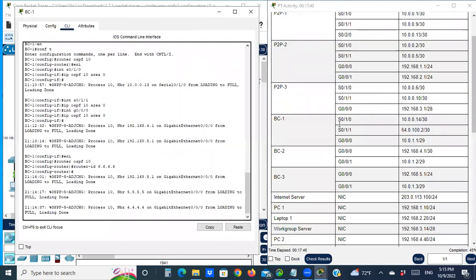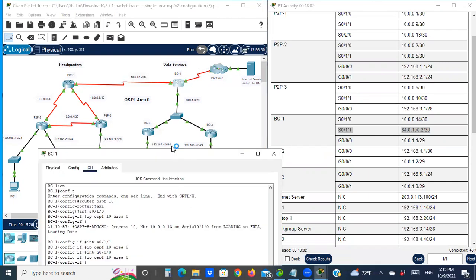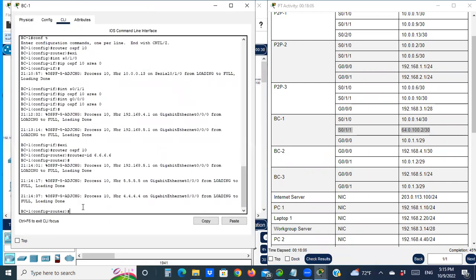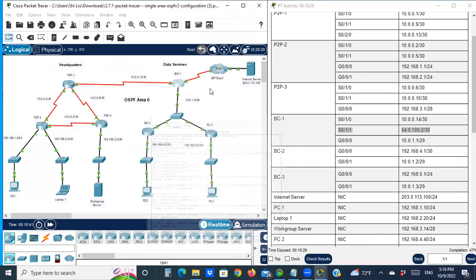Okay, BC1, let's see, this interface is connecting to the network. See here, S0/1/1. So here, passive interface S0/1/1. Okay. This is the first one.